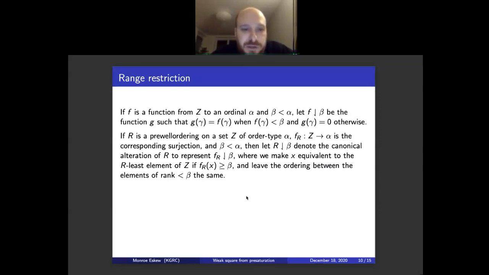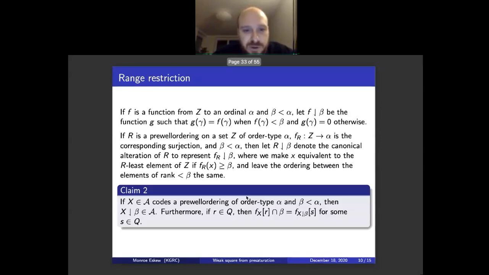And if R is a pre-well ordering on a set of some order type alpha, and beta is less than alpha, then we let R down arrow beta denote the canonical alteration of R to represent this F sub R down arrow beta. Okay, so you do the same things, right? You just make X equivalent to the least element if it's being sent to something above or equal to beta, and otherwise leave the ordering the same. So this is all very constructible.